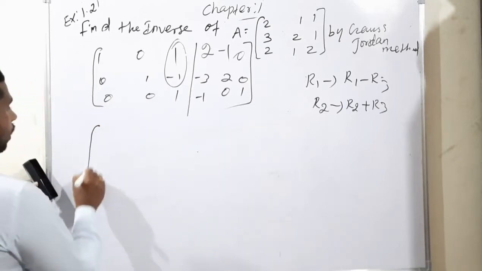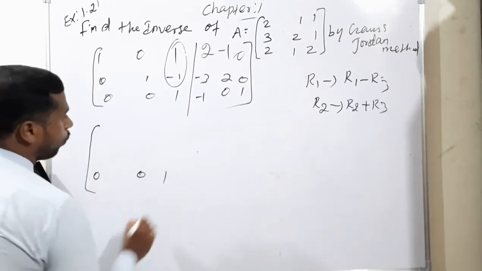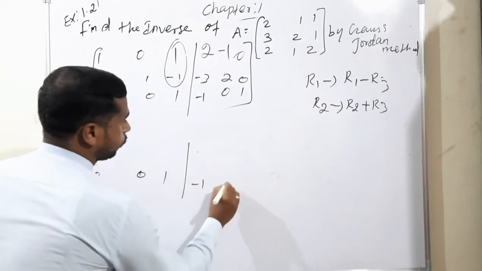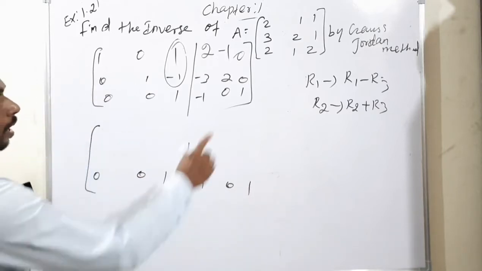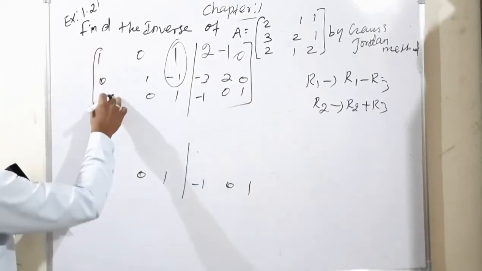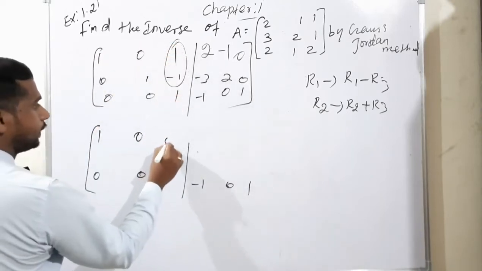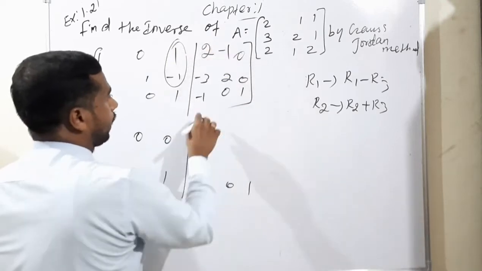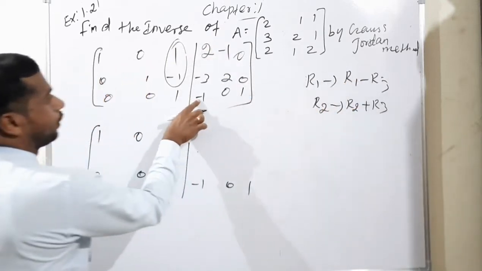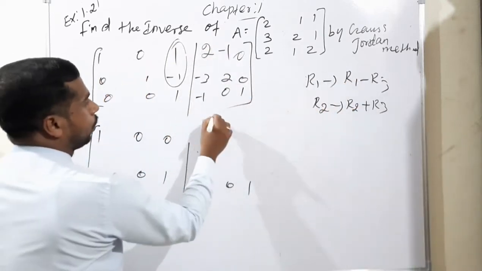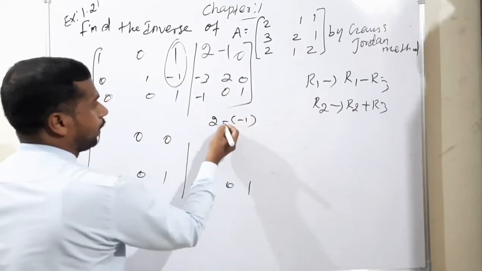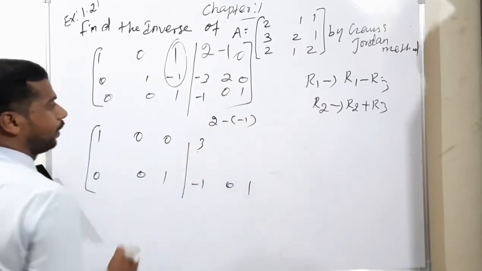R1 and R2. R3 as it is: 0, 0, 1. Then minus 1, 0, 1. R1 minus R3. So R1 minus 1 minus 0, 1. 0 minus 0, 0. 1 minus 1, 0. Here also very carefully, because there is a minus in the center, so the minus sign is already there. So 2 minus of minus 1, automatically minus into minus becomes plus. So 2 plus 1, the value will be 3.